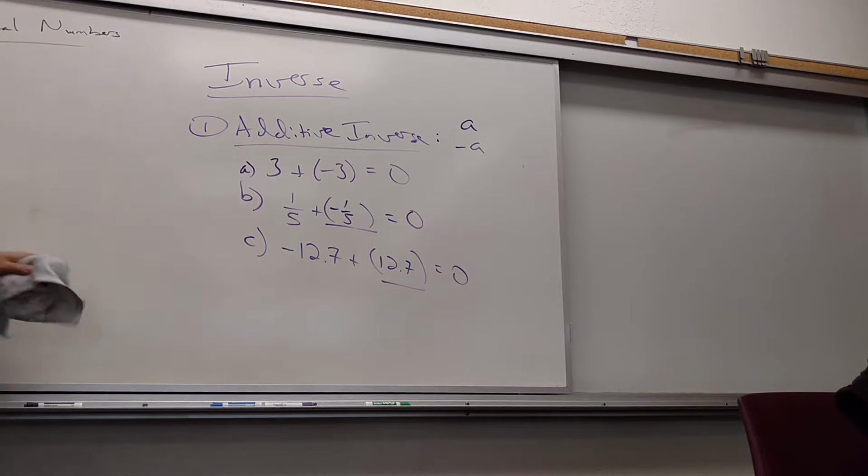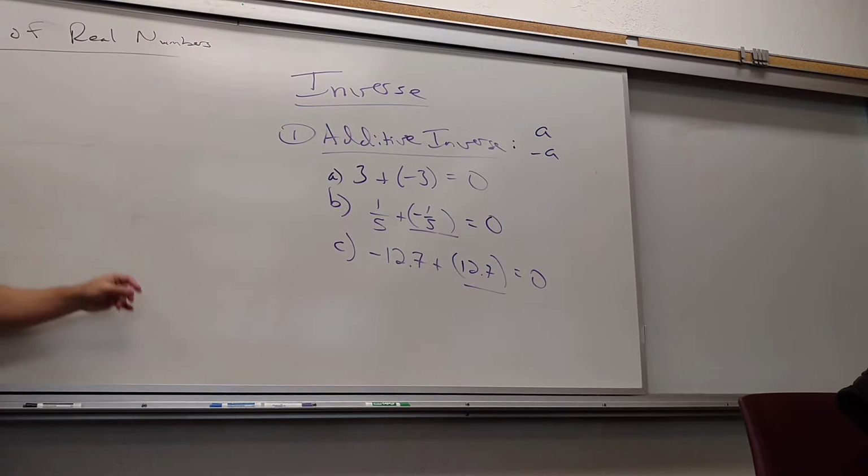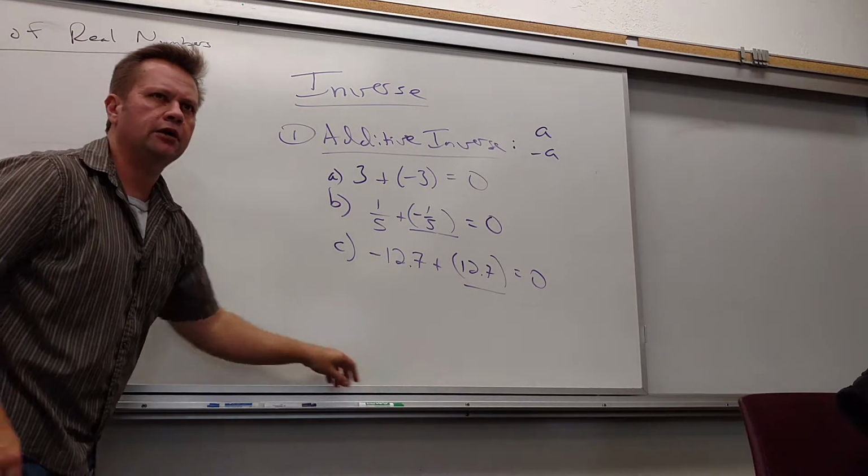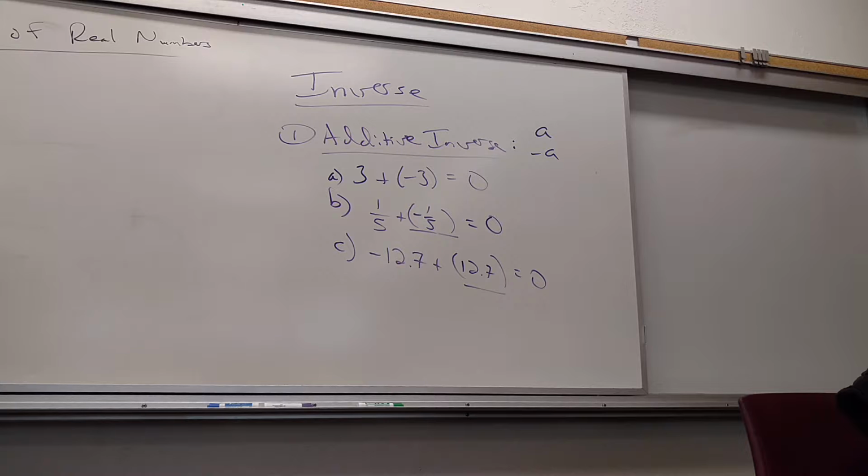So now, what about multiplicative inverse? How can we start to investigate that? The multiplicative inverse must be the number that I would multiply something by to get back to 1. Beautiful. Get back to 1.